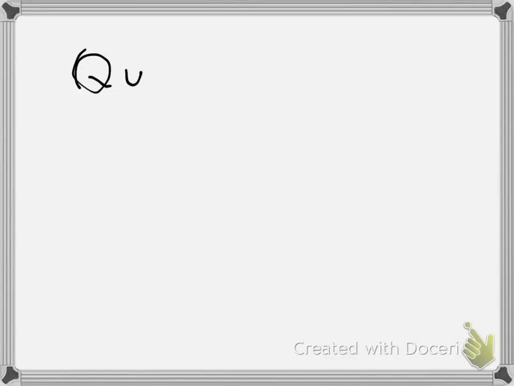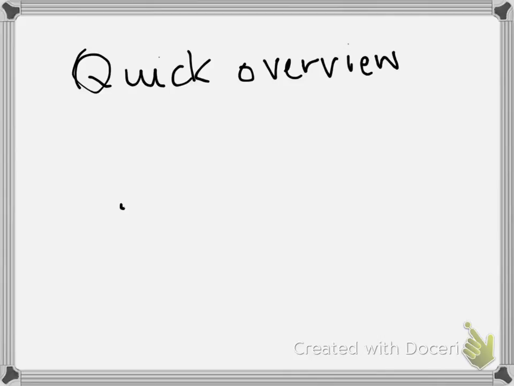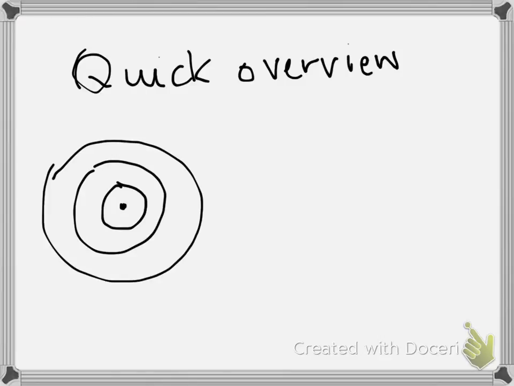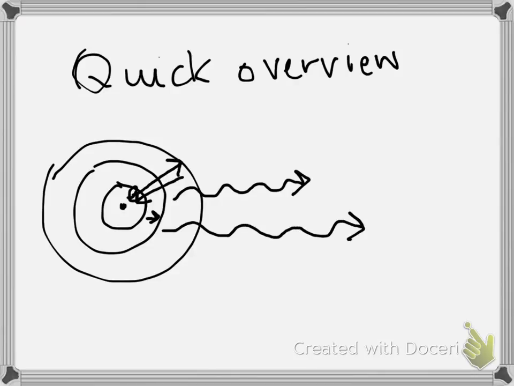Quick overview. We talked about the atom and the electrons. They get excited and they move out from their ground state, and when they move back down to their ground state, they release a photon of light. Depending on how far they move will depend on how much energy they have.